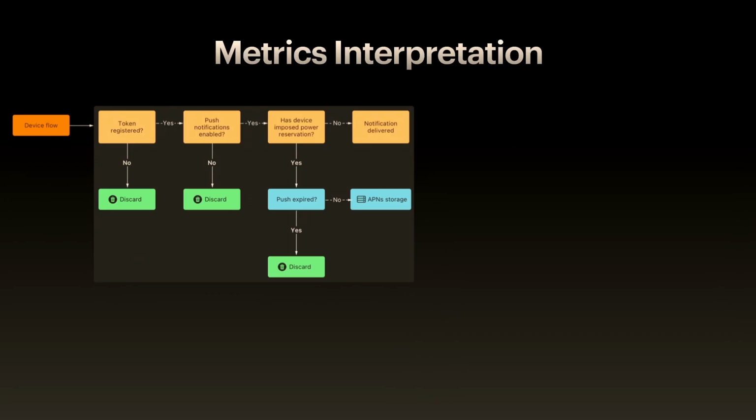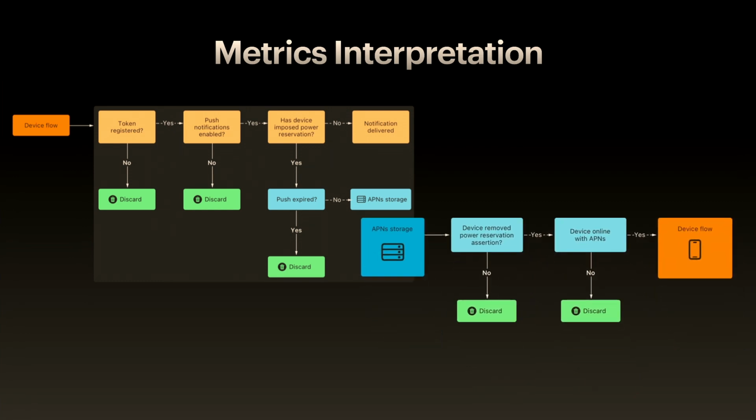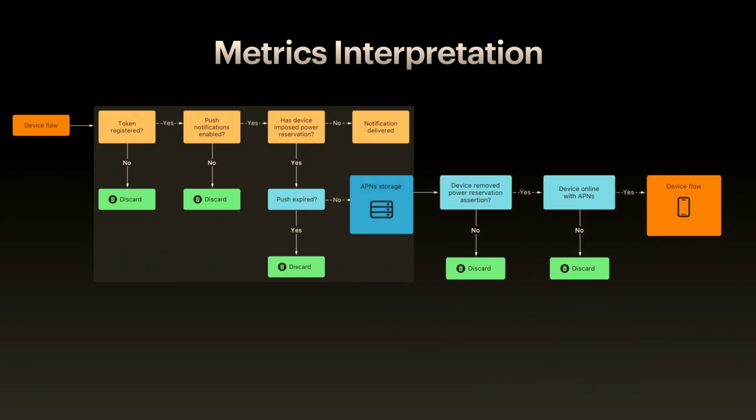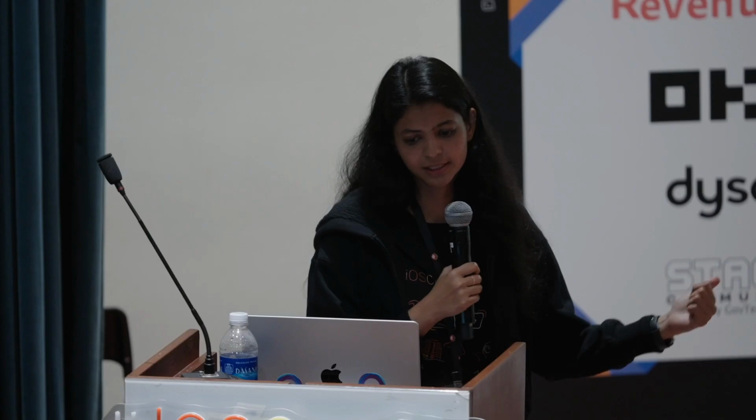APNS checks if the push notification's expiry time is still valid. If it is valid, then we go to the APNS storage and we persist the information until it gets expired or 30 days, whichever comes first. And if it is expired, it just gets discarded. So next is, whenever your device is online again, your APNS persistent storage checks for the reservation mode, is it removed? And if it is online, then your notification is delivered. If not, it is discarded again.